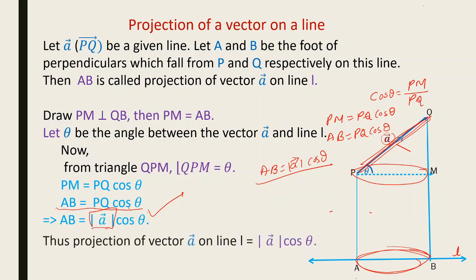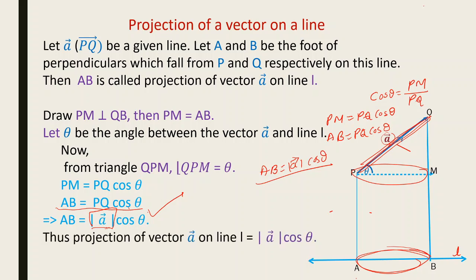Magnitude of A into cos theta. That is the projection of vector A. That is, the projection of vector A on line L is magnitude of A into cos theta.